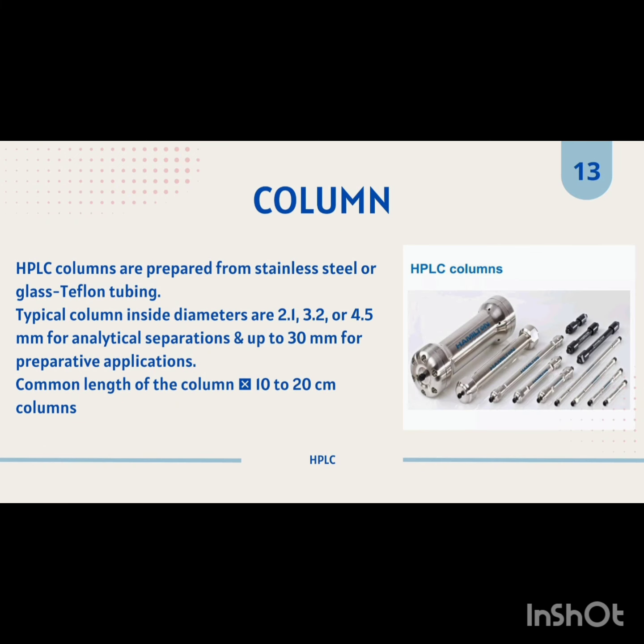Column. HPLC columns are prepared from stainless steel or glass or Teflon tubing. Typical column inside diameters are 2.1, 3.2 or 4.5 mm for analytical separations, up to 30 mm for preparative applications. Common column length is 10 to 20 cm.